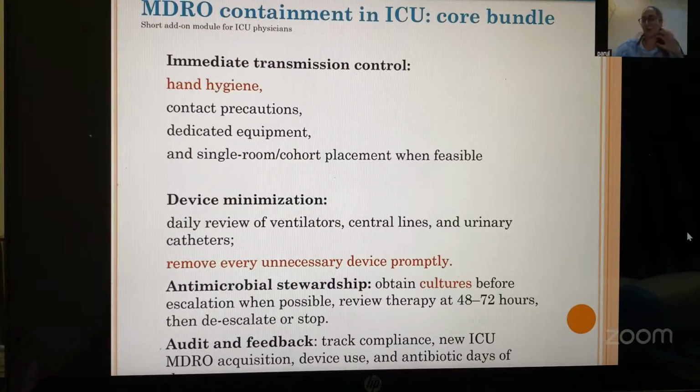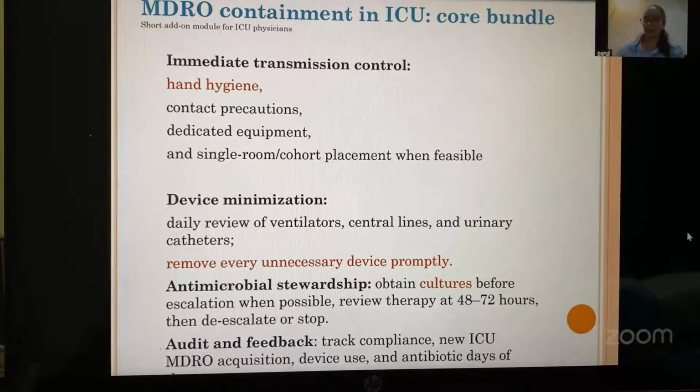The next important part of this bundle is antimicrobial stewardship, which in itself is a big topic, but what we need to remember is to obtain cultures before escalation whenever possible, to review our antibiotics periodically, and to stop and de-escalate wherever appropriate. If we have an MSSA, as Dr. Amit said, we need to de-escalate from vancomycin to cefazolin or flucloxacillin or whichever is the appropriate antibiotic. A higher antibiotic does not always mean better outcomes.